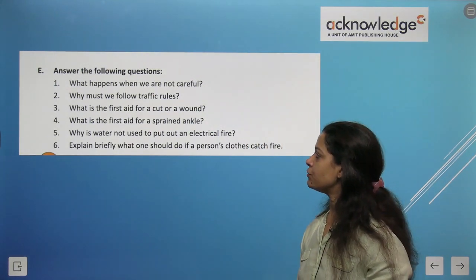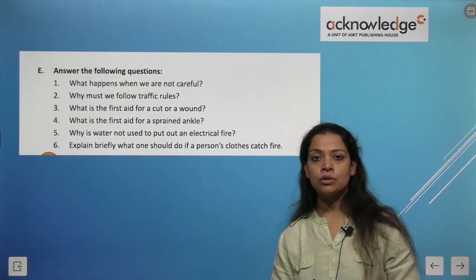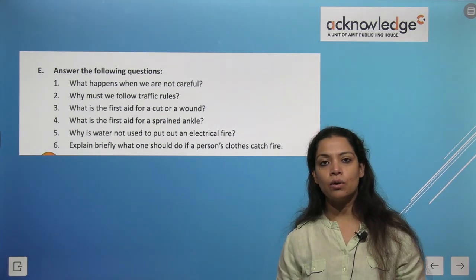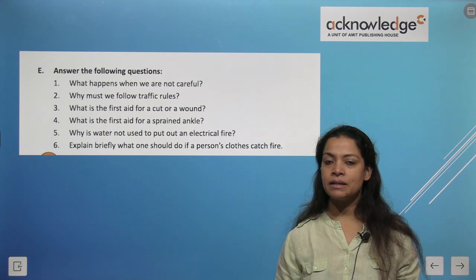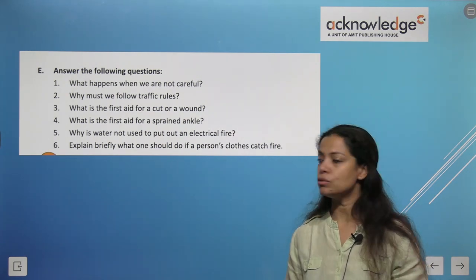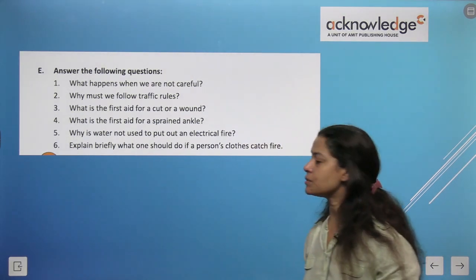What is the first aid for a cut or a wound? If there is a cut or a wound, first of all immediately wash it under running water, then apply a layer of antiseptic lotion which will kill the effect of the germs, and then probably take the person to a doctor.